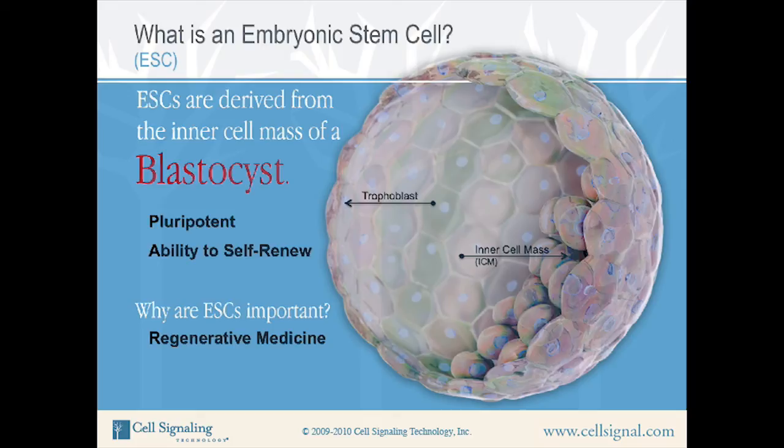Embryonic stem cells are also important for basic science research. ESCs are studied in basic research to increase our understanding of early-stage human development. The study of ESC differentiation along specific lineage pathways may increase our understanding of disease states and progression.